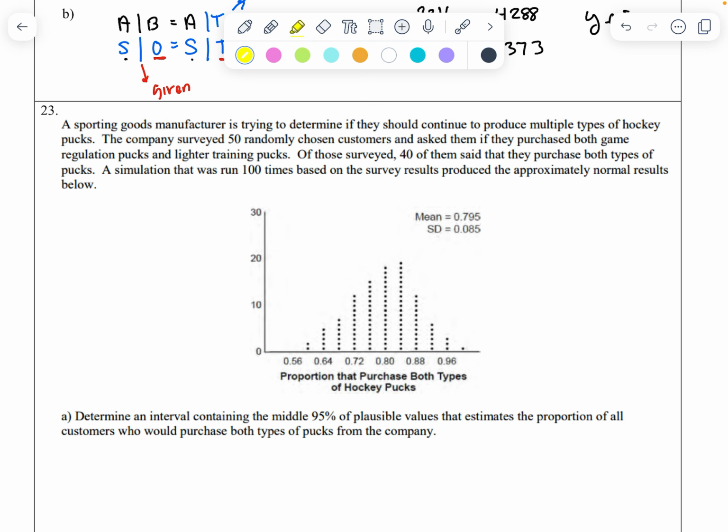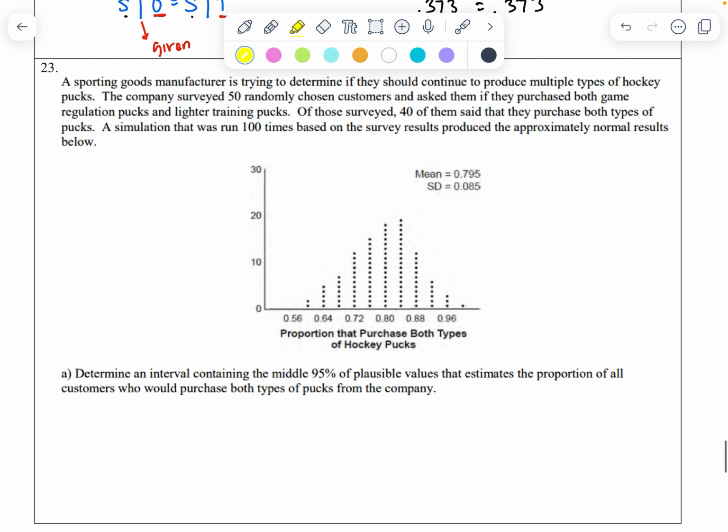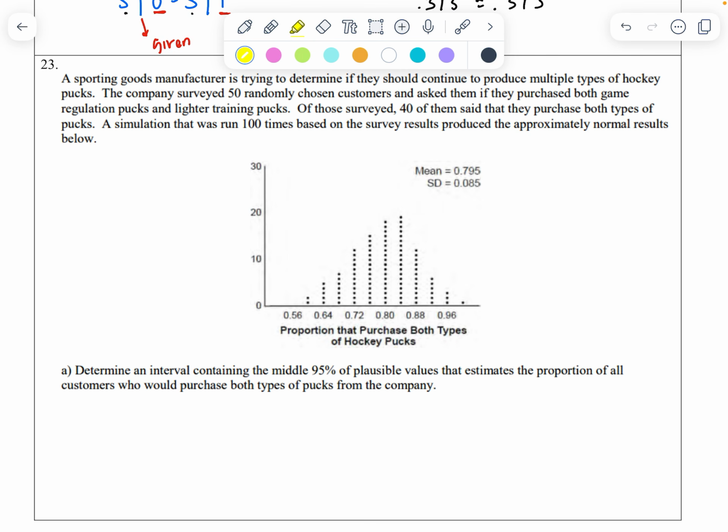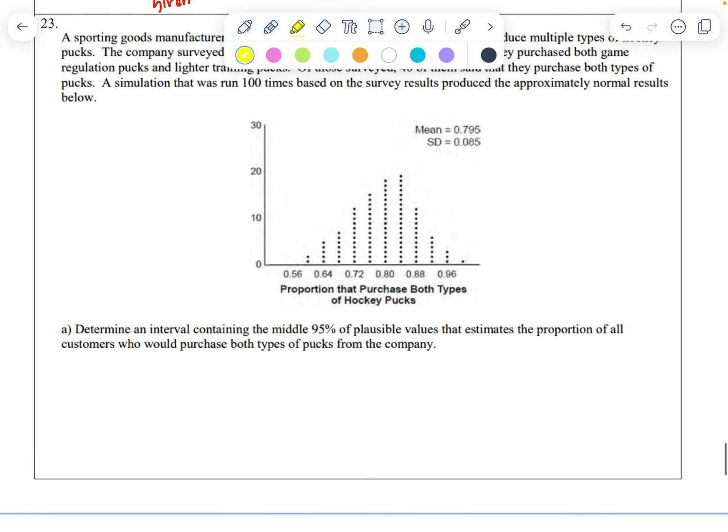All right, this is our last question. A sporting goods manufacturer is trying to determine if they should continue to produce multiple types of hockey pucks. The company surveyed 50 randomly chosen customers and asked them if they purchased both game regulation pucks and lighter training pucks. Of those surveyed, 40 of them said that they purchased both types of pucks.